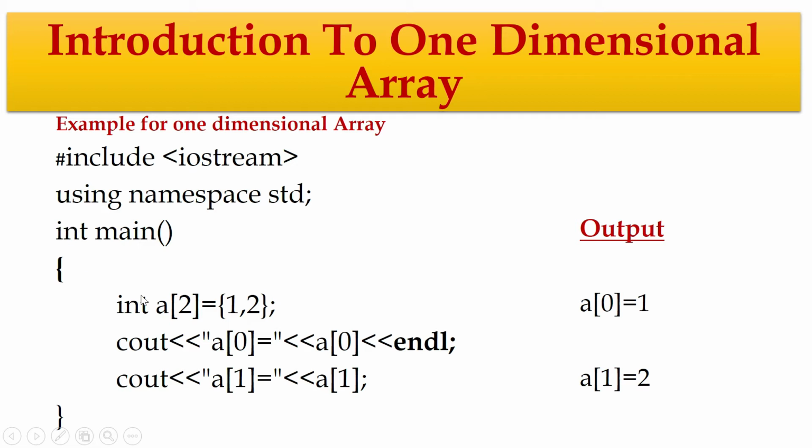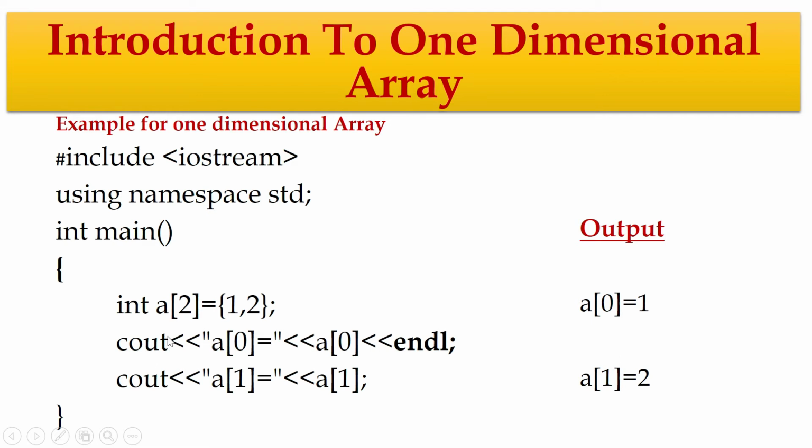In the main method, I've declared an array called A. It's going to hold two values, A of 2 of integer data type, and I assign the values 1, 2. So how does it store? It stores A of 0 equal to 1, A of 1 equal to 2. I'm going to print the values, A of 0 and A of 1, by using the cout statement.